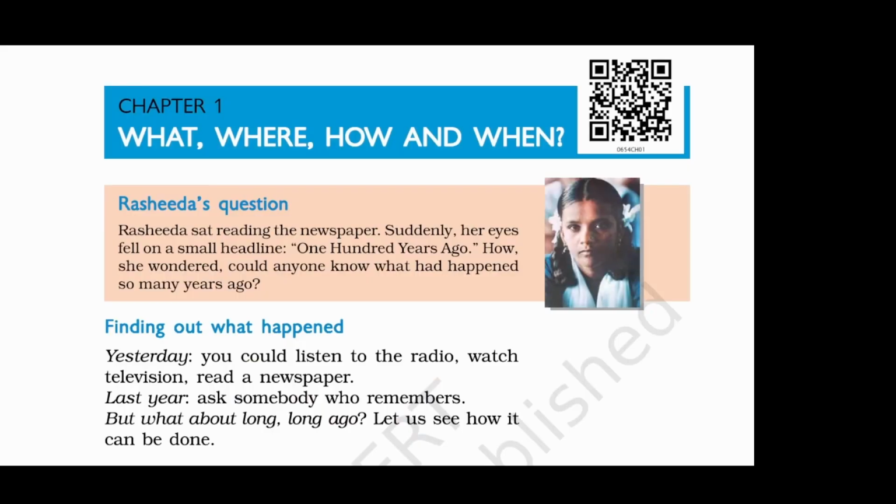The NCERT textbook for class 6 starts with this basic question from Rashida, who asks, how do we know what happened 100 years ago? We learn about what happened thousands of years ago through historical sources. A source is something which provides us information about the period or the topic that we are studying.